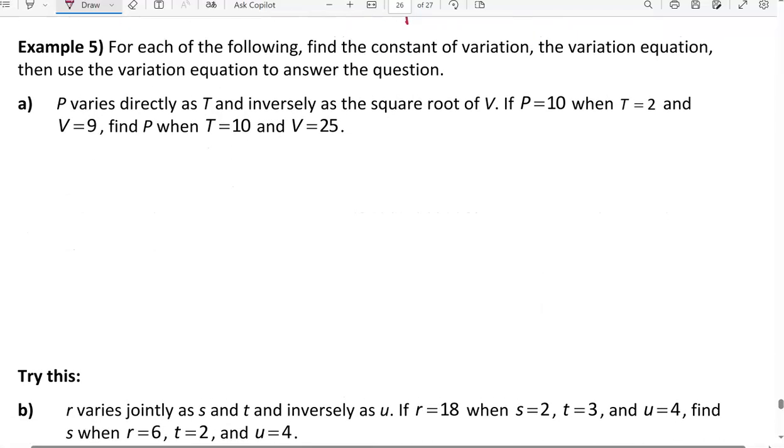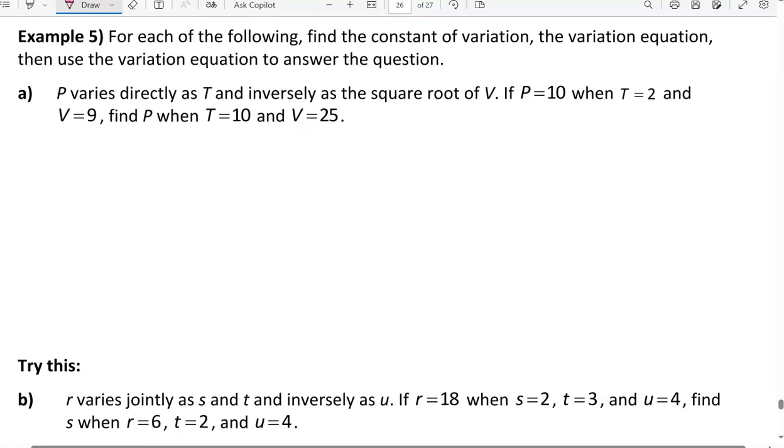All right, let's take a look at example 5. For each of the following, find the constant of variation, the variation equation, and then use the equation of variation to answer the question. This is important that we give all of those answers, so we're going to recognize when we get each one of them. So we're going to start with example 5a.